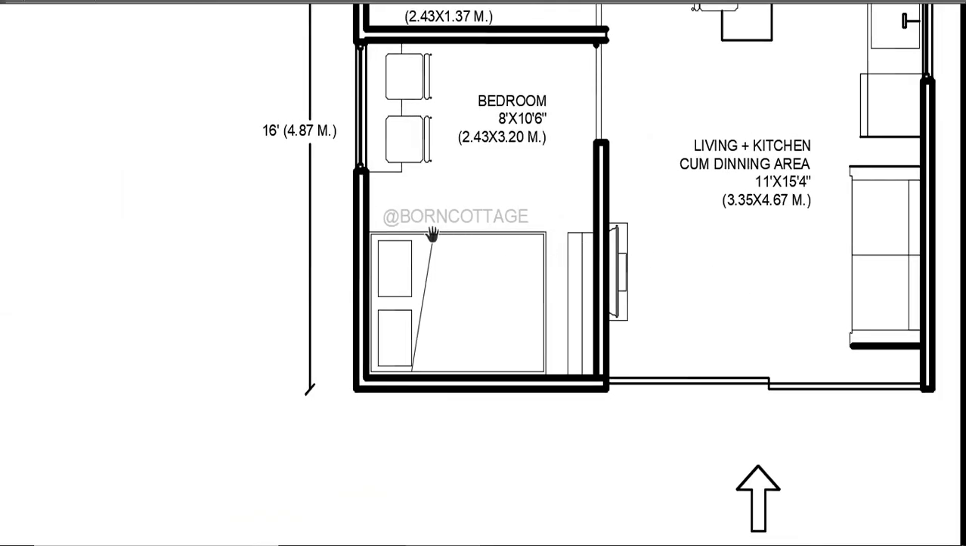If we go on the left side, so we have bedroom here. You can see here the bed arrangement, wardrobe arrangement and also a study table with 2 chairs and a large size window for ventilation and light purpose of this room.